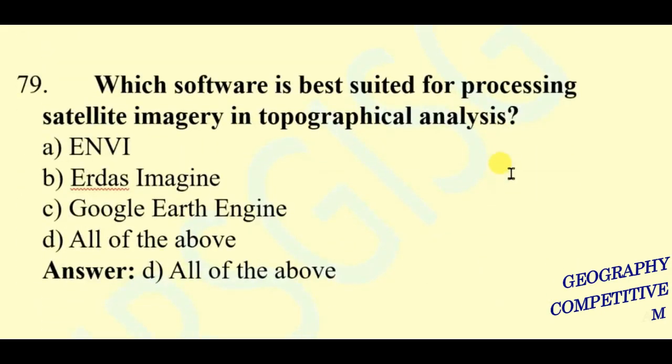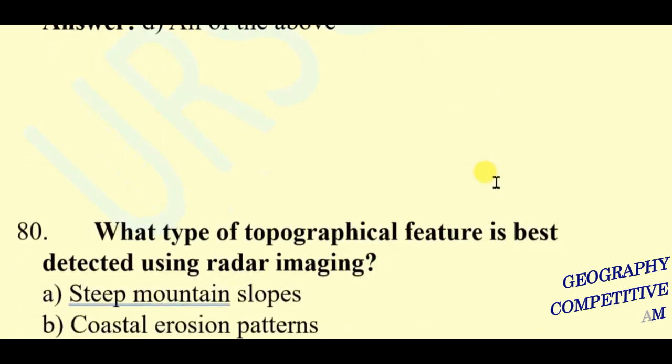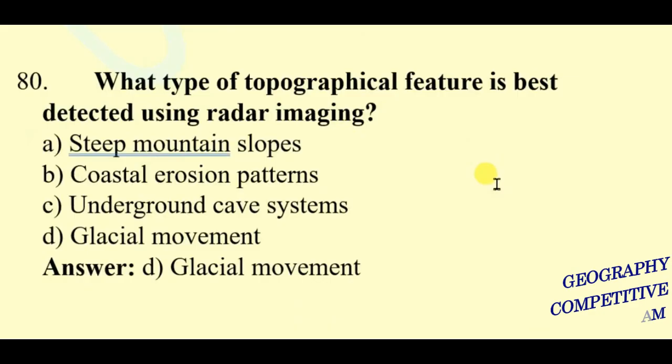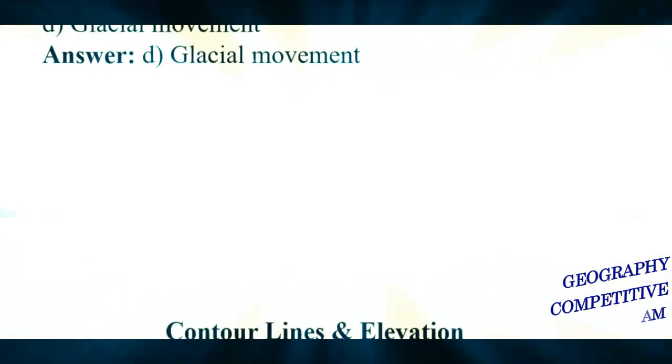Question 79. Which software is best suited for processing satellite imagery in topographical analysis? ENVI, ArcGIS, ERDAS Imagine, Google Earth Engine, all of the above. Here the right answer will be all of the above. Question 80. What type of topographical feature is best detected using radar imaging? Steep mountain slopes, coastal erosion patterns, underground cave systems, glacial movement. Here the right answer will be glacial movement.